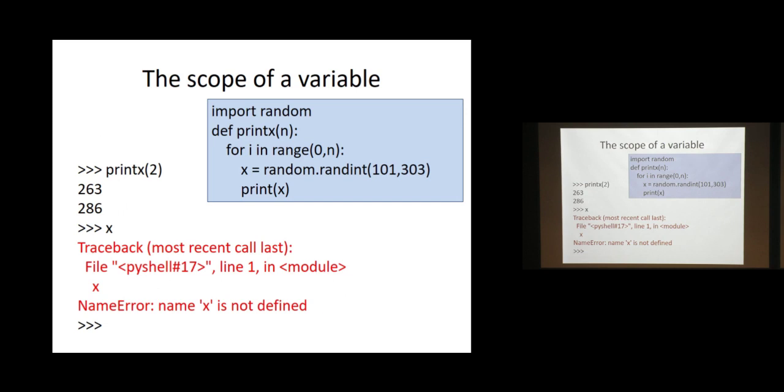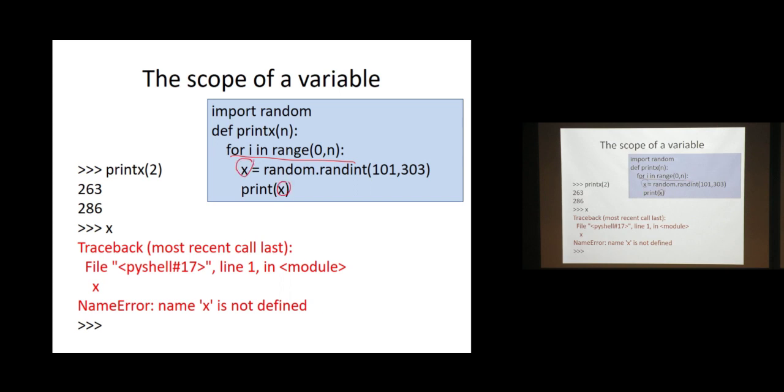Okay, give me another 5 minutes to finish it. This is a program where I'm defining a print x function. What I do is I call random, right? I go through a range from 0 to n, so 0, 1, 2, 3, up to n minus 1. Every time I go, I pick a random number between 101 and 303. I put the value into x, and then I print out x, right?